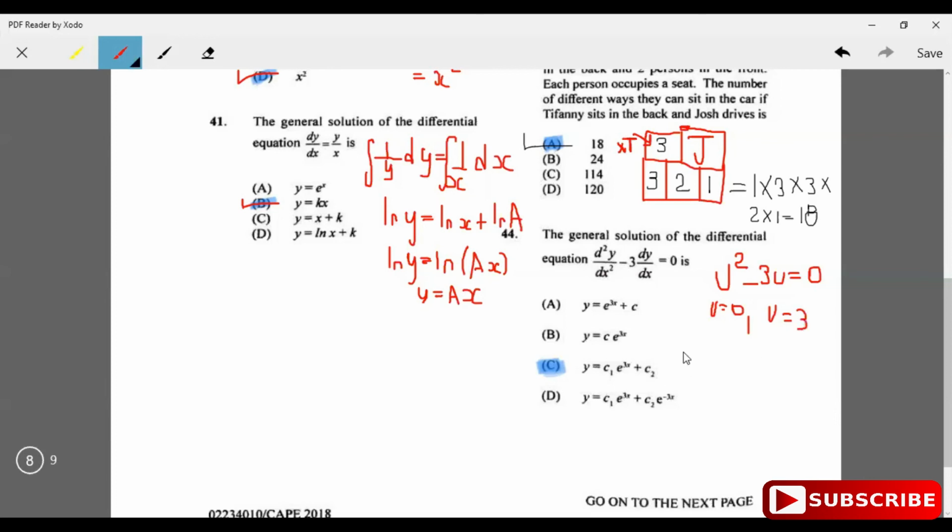So the roots are real and distinct. So y is equal to a e to the 0x plus b e to the 3x. Now a e to the 0x, well, e to the 0 is 1, so that's just a plus b e to the 3x. In this case, the constants they use are C1 and C2. So it's C2 plus C1 times e to the 3x. Yeah, that's what they do. So that's option C.